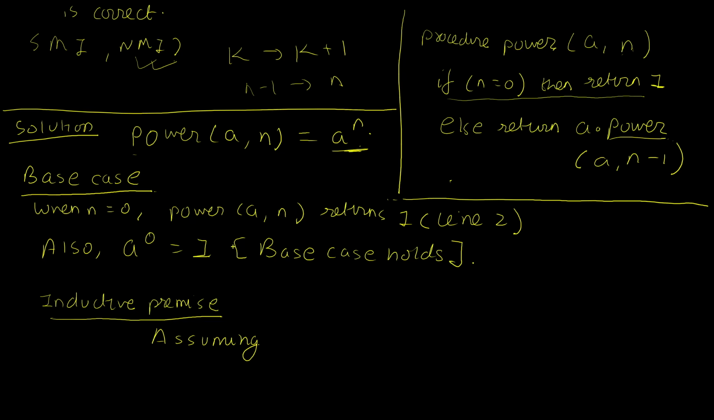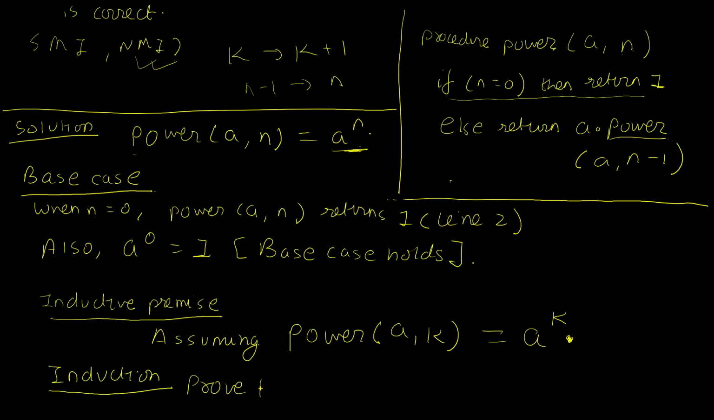So I'm essentially assuming that if I plug the values a and then k into my power function, this successfully returns a raised to the power k. And this is my inductive hypothesis. Now in my actual induction proof, I need to prove that if the recursive definition is applied one more time, it still works. That means if I take the power of k plus 1, it's just going to be a raised to the power k plus 1. So using this fact, I need to prove this fact.